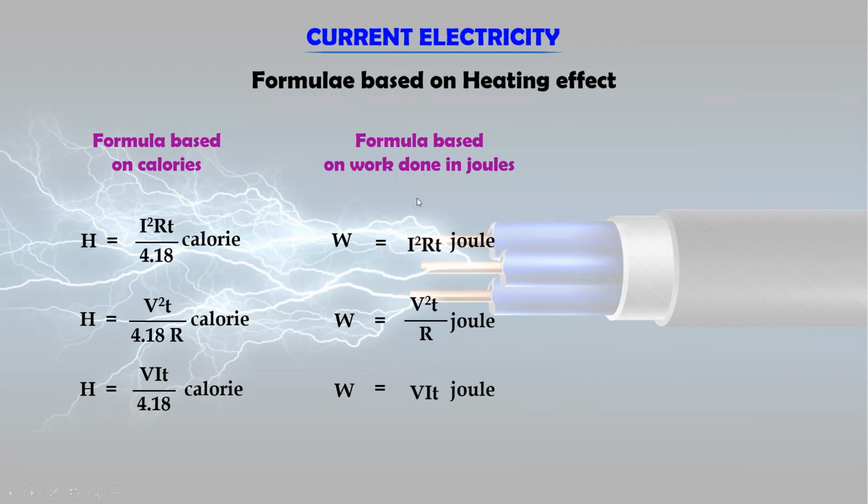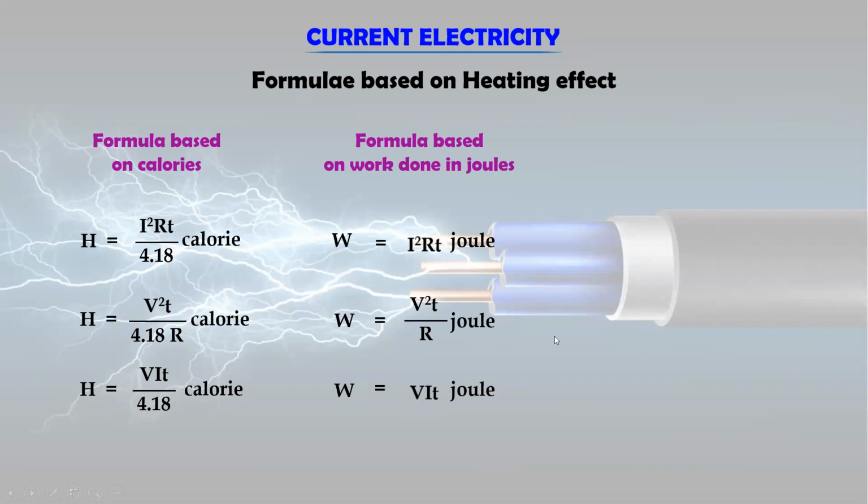So mainly we put it in SI units. We mostly do not use 4.18, so just remember it: if you have to convert joules to calories, simply divide by 4.18. So we know heat energy, and here simply work done, we know work done is nothing but energy. So we can say the formula is I square RT, V square T upon R, VIT. The same is for work done, the same is for heat energy, right?